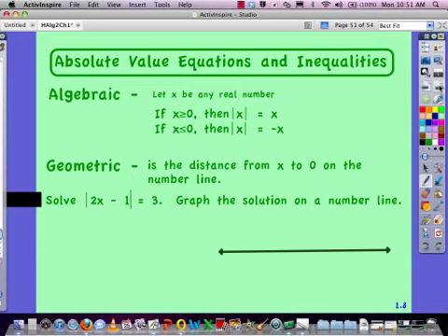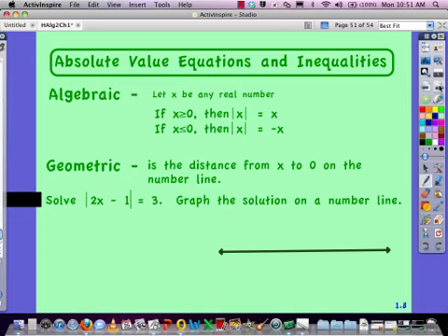The absolute value of 7 would be 7. The absolute value of 0 would be 0. The absolute value of 2.5 would be 2.5. Any positive number's absolute value is equal to itself.